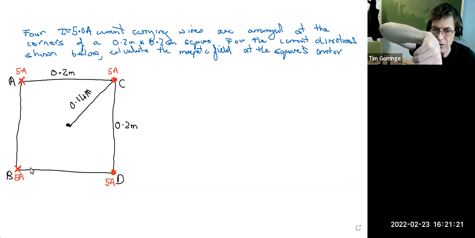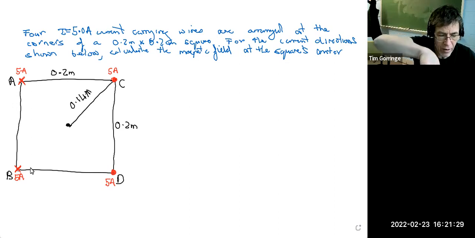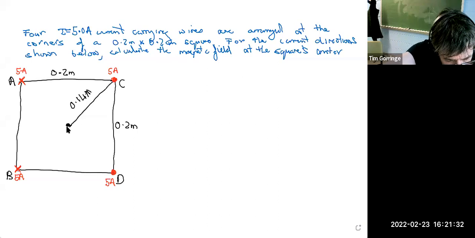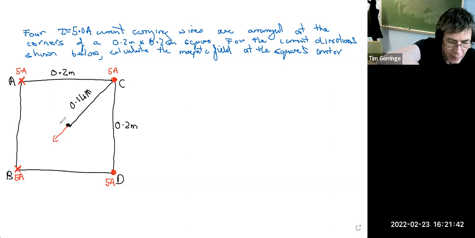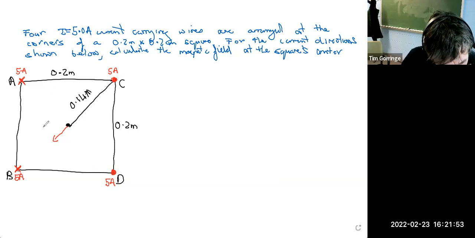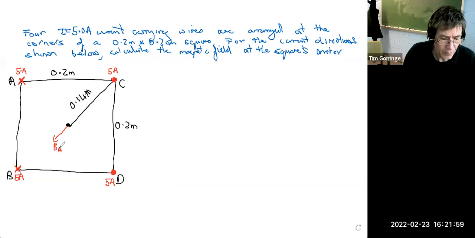And the fingers of my right hand will curl in the direction of the field lines, looping around the wire. For wire A, the field will look something like this. I'm below the wire, and I'm to the right of the wire. If I position my thumb at the wire, my fingers curl in this direction, below and to the right of the wire. So I'm going to label that BA. It's the magnetic field of wire A.